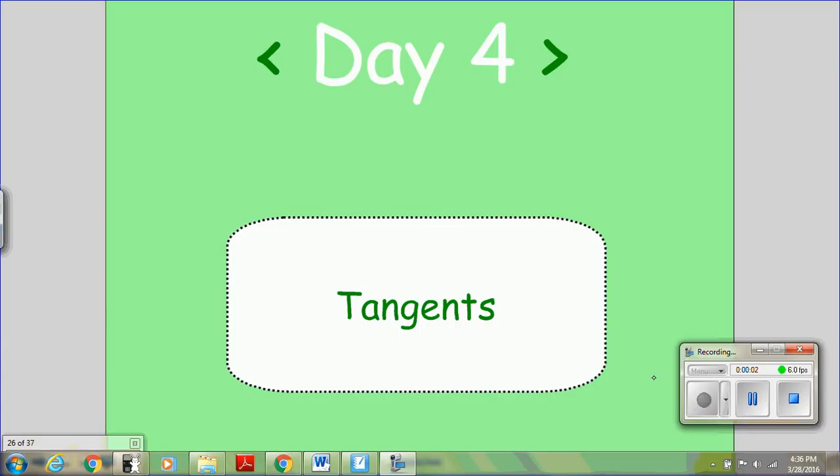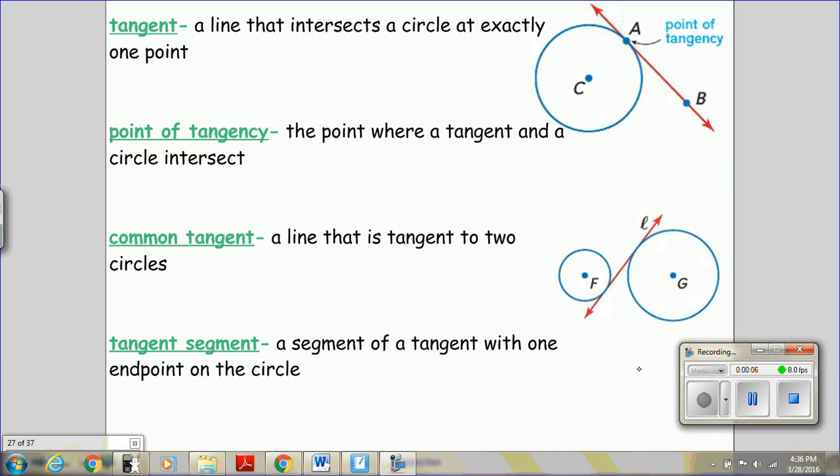Unit 10, Day 4 Notes. Today we're going to talk about tangents. A tangent is a line that intersects a circle at exactly one point.